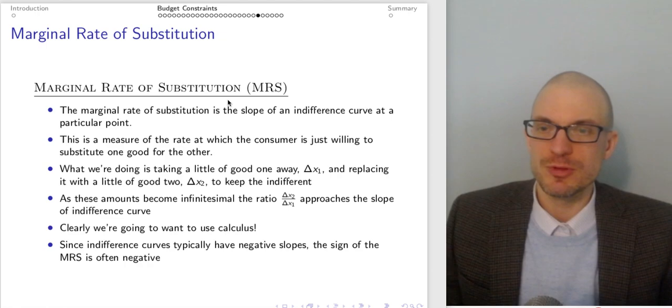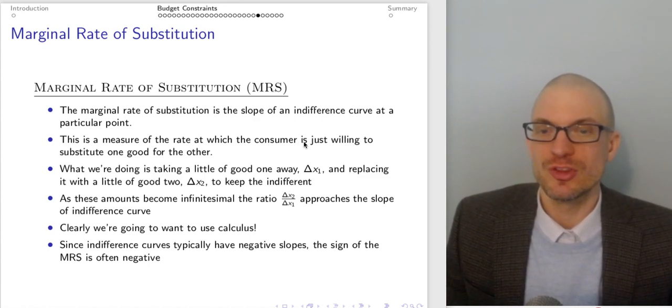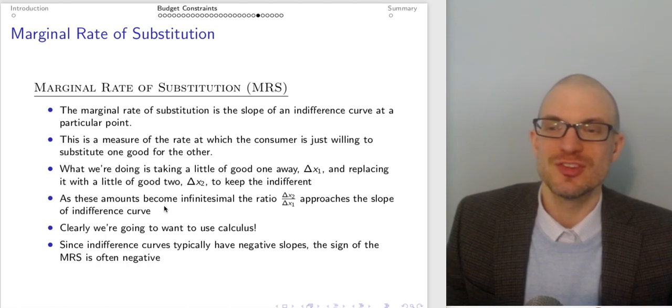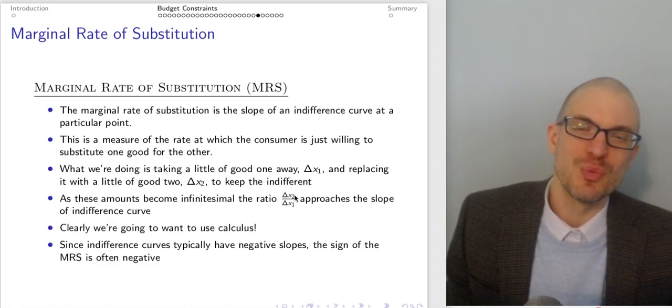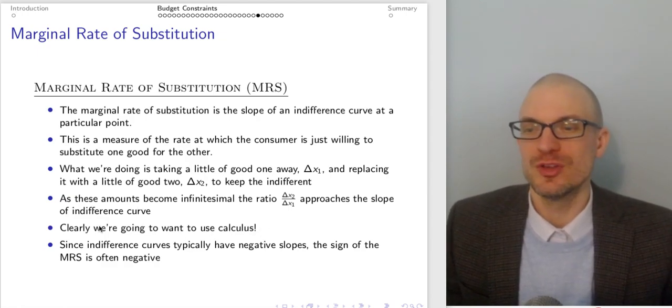The marginal rate of substitution is the rate at which the consumer is willing to trade one good for the other to stay on the same indifference curve. So this is the rate at which the consumer is just exactly willing to substitute one good for the other. We're taking away a little of good one, replacing it with a little of good two to keep them indifferent. As these amounts become infinitesimally small, you can think of this as, rather than delta, dx2/dx1 or dy/dx. That's a slope, right? This is going to be the slope of the indifference curve. So definitely we want to use calculus.